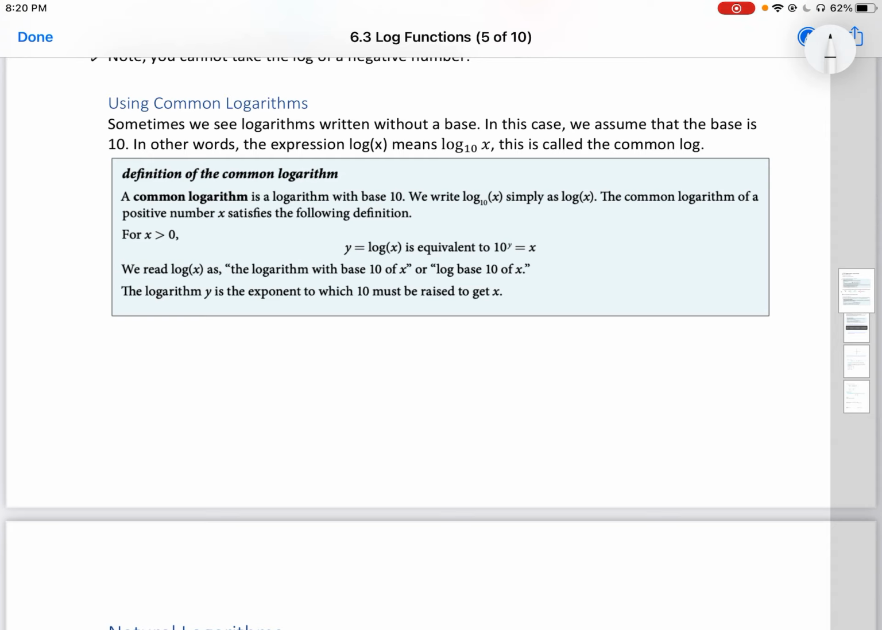All right, the definition of a common logarithm. Now, when we write log, if a base is not written, a certain number is implied. So reading from our notes, sometimes we see logarithms written without a base. In this case, we assume that the base is 10. In other words, the expression log of x means log base 10 of x. This is called the common log.